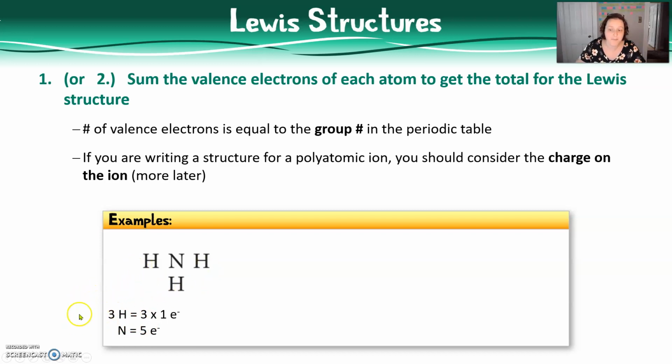Nitrogen is in the 5th main group column, group 5A, indicating that it has 5 valence electrons, so 2 in the 2s orbital and 3 in the 2p orbitals. Altogether, this makes for 8 valence electrons for ammonia, so we need to place 8 electron dots onto our structure for ammonia. Now, for polyatomic ions, you will need to add or remove electrons based on the overall charge on the ion, but we'll save an example of that for later.